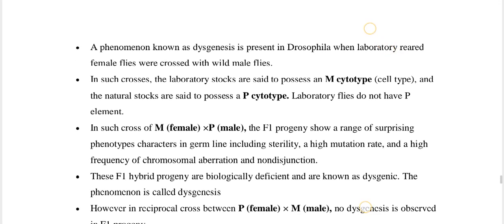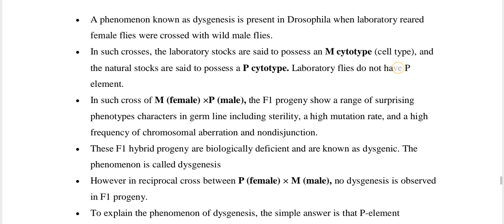A phenomenon known as dysgenesis is present in Drosophila when laboratory-reared female flies are crossed with wild male flies. In such crosses, the laboratory stocks are said to possess an M cytotype, or cell type, and the normal stocks are said to possess P cytotype. Laboratory flies do not have P elements.